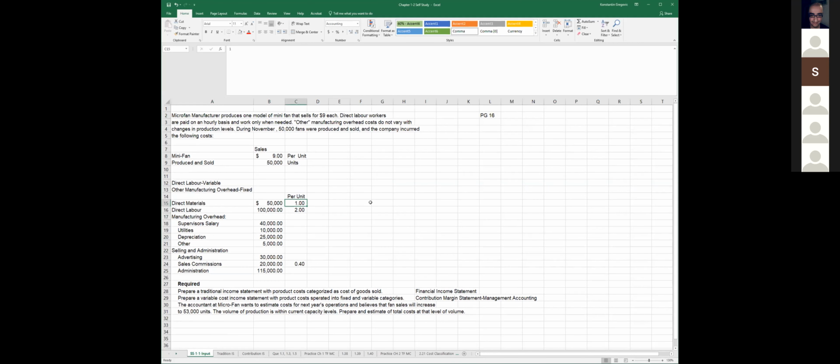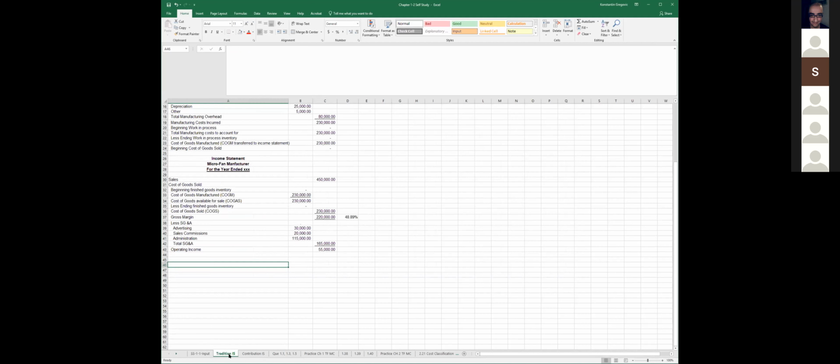What I like to do is the per unit costs. We've got 50,000 units. Direct materials divided by the units, so it's $1 per unit. Our direct labor is $2 per unit. Supervisor salary, so these are fixed. Fixed cost, fixed cost, fixed cost. Sales commission, 20,000 divided by... So that's a variable cost. So your variable costs are your sales commission, your direct labor, direct material. So let's see what a traditional income statement looks like.